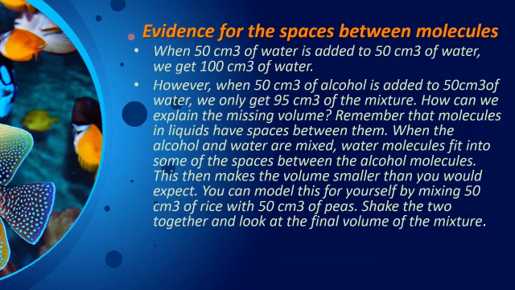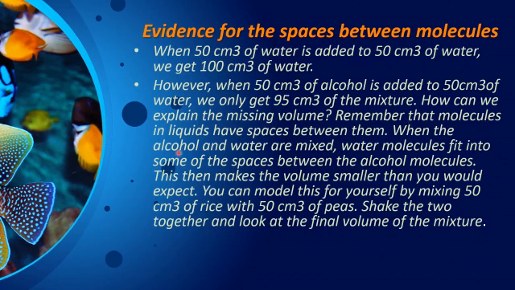Next, we have evidence for the spaces between molecules. When 50 cm³ of water is added to 50 cm³ of water, we get 100 cm³ of water. It's an obvious thing. However, when 50 cm³ of alcohol is added to 50 cm³ of water, we can only get 95 cm³ of the mixture. How? How can we explain the missing volume?